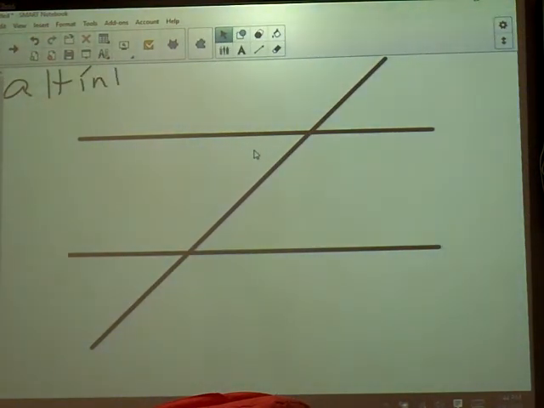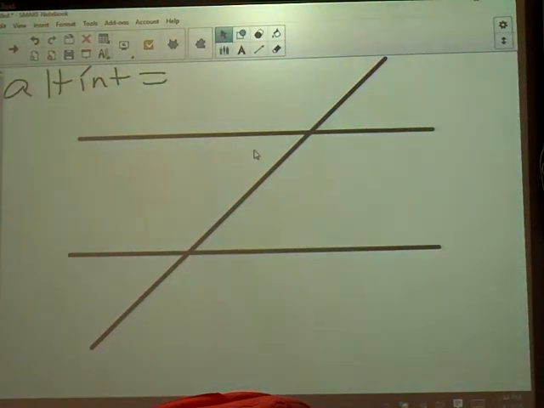The first ones we're going to label are our alternate interior angles. Before we start labeling where they are, we need to know that their specific relationship is that they're equal. If you can find alternate interior angles, you can set them equal to each other. So I'm going to put a little equal sign out there. The word alternate tells you that they jump to alternating sides of the transversal. Interior tells you that it's in between the parallel lines, on the inside.